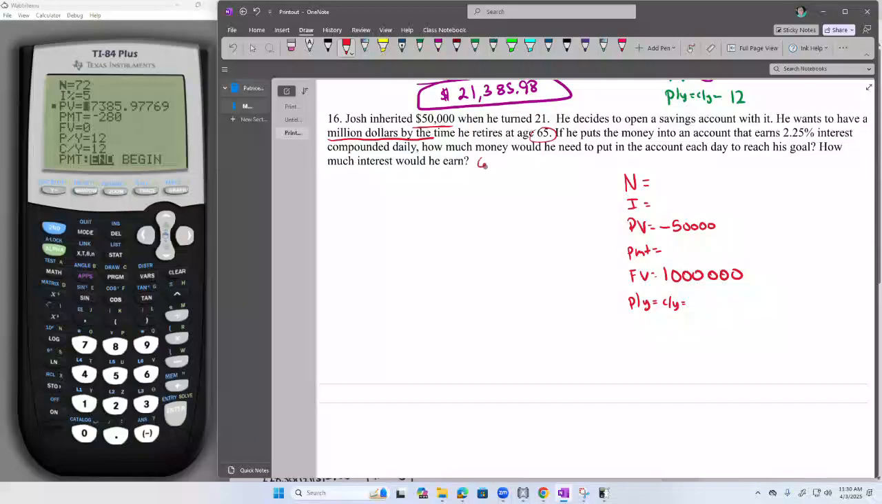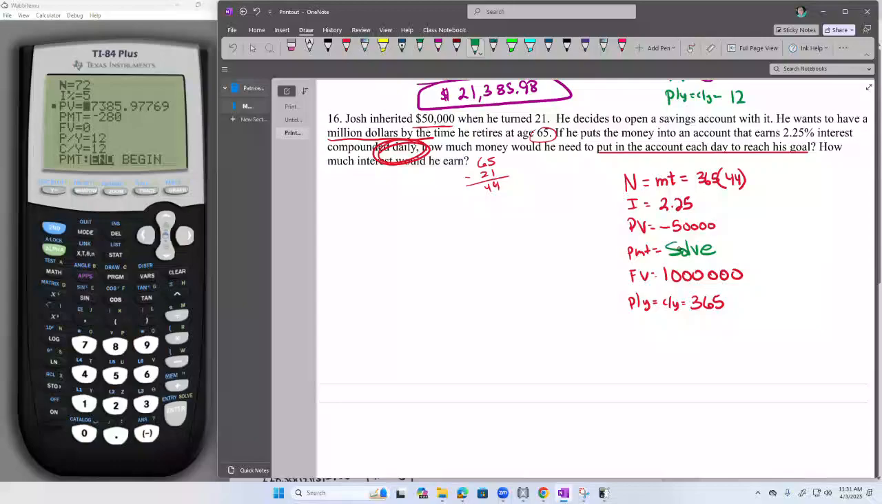He retired at age 65. So he's 21 now. 65 minus 21 is 44. So that's 44 years go by. It is compounded daily. So PY and CY is 365. And our N, which is M times T, will be 365 times 44 years. Interest rate is 2.25, and we are wanting to know how much money would he need to put into the account each day to reach his goal. So that's our payment. And then it says how much interest would he earn.